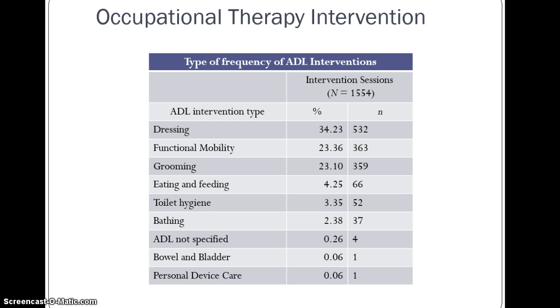So for the type of ADLs that were performed during these sessions, the majority involved dressing skills at 34.23%. Functional mobility and grooming were both around 23%. And then eating, toilet hygiene, bathing, and other ADLs were a much smaller percentage.